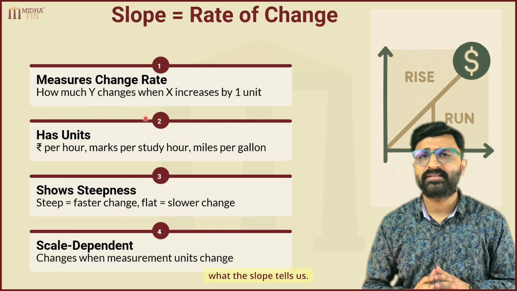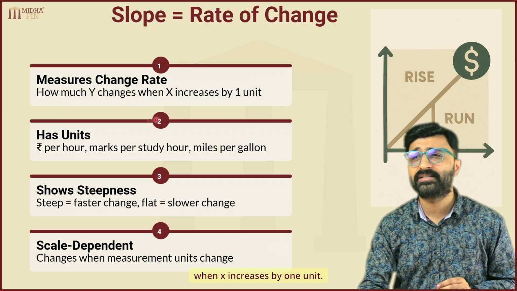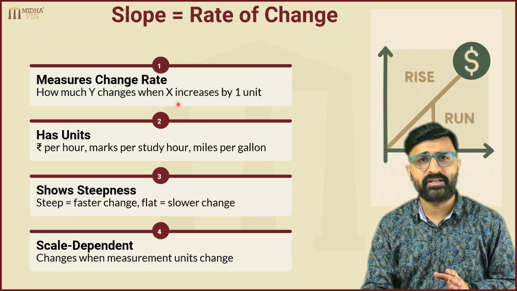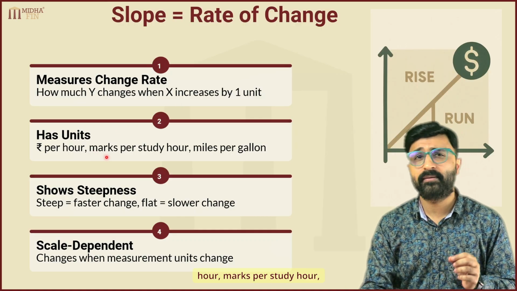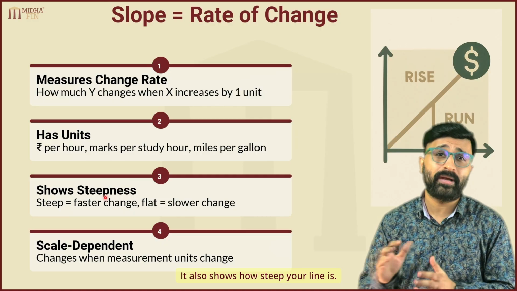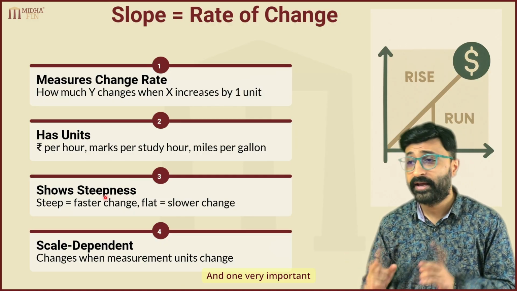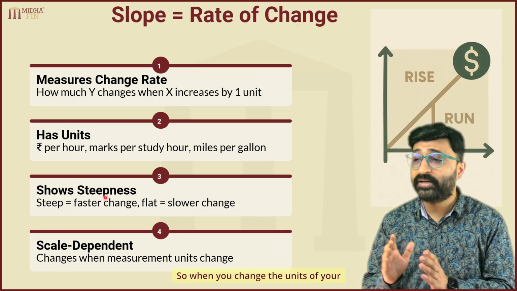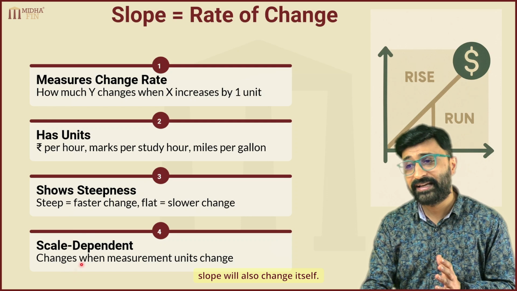Now let us understand what the slope tells us. The slope measures how much y changes when x increases by 1 unit. That is basically the rate of change. So unlike correlation, slope always has units like rupees per hour, marks per study hour, miles per gallon. It also shows how steep your line is. A steep line means a faster change. A flat line means a slower change. And one very important thing, slope is scale dependent. So when you change the units of measurement of the data, the slope will also change.